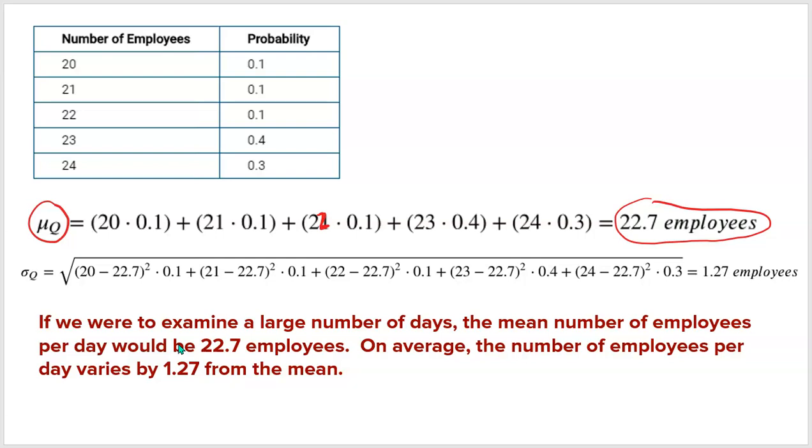So if we were to examine a large number of days, the mean number of employees per day would be 22.7 employees, and on average, the number of employees per day could vary by 1.27 from the mean. Now, how do we get that answer on our calculator?